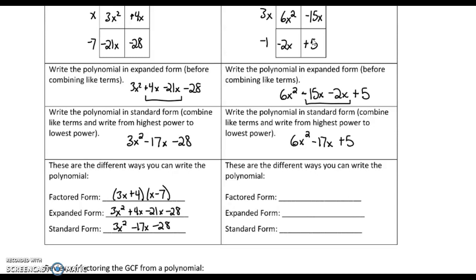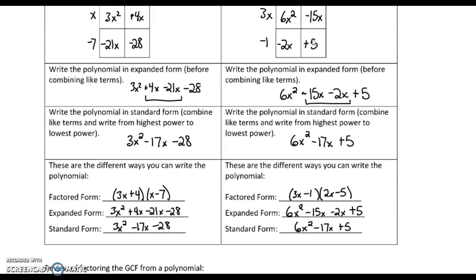So as a review, factored form is where it starts in the two parentheses. That's what factored form looks like. So we had 3x minus 1 and 2x minus 5. Expanded form was having been multiplied out, but before you combine like terms, so that was like this. And then standard form was having been all combined.